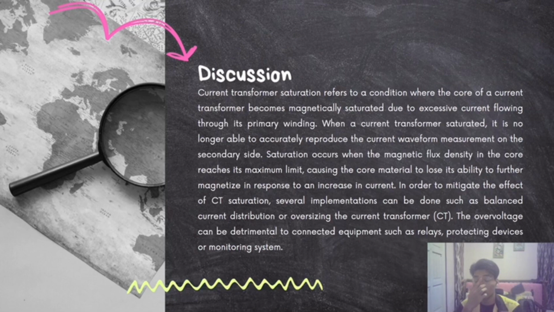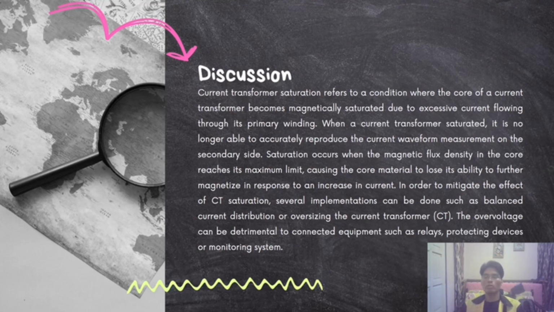Current transformer saturation refers to a condition where the core of a current transformer becomes magnetically saturated due to excessive current flowing through its primary winding. When a current transformer is saturated, it is no longer able to accurately reproduce the current waveform measurement on the secondary side. Saturation occurs when the magnetic flux density in the core reaches its maximum level, causing the core material to lose its ability to further magnetize in response to an increase in current.